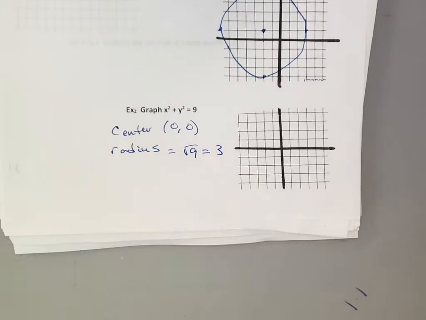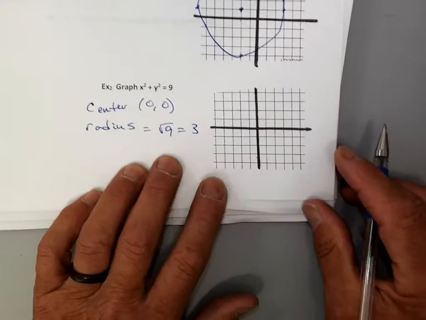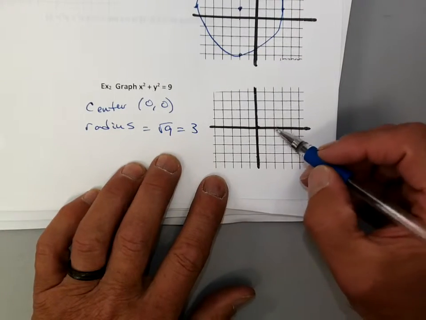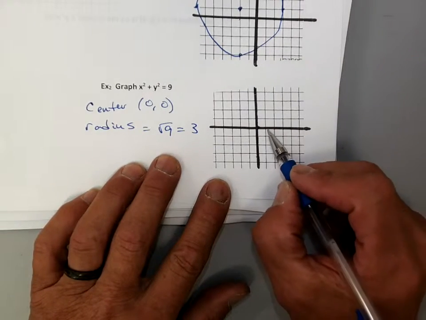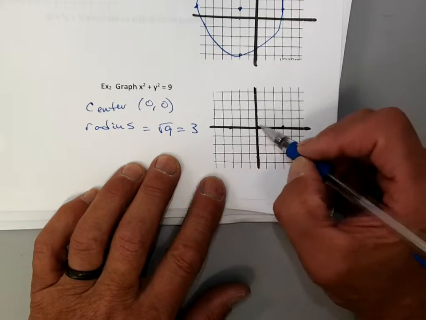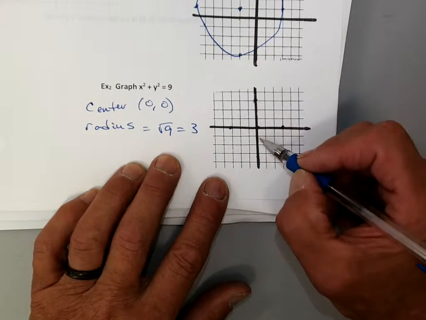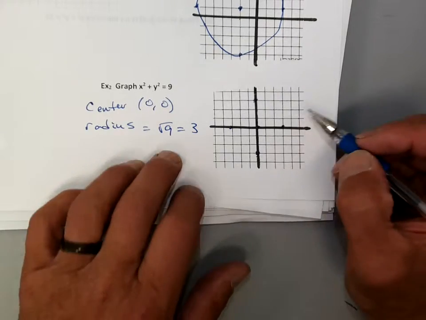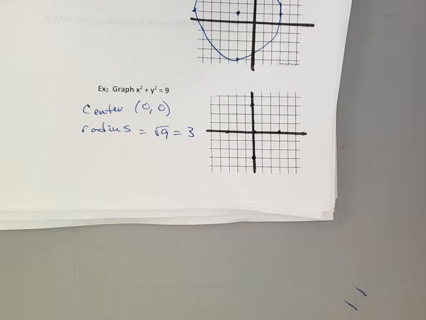Absolutely. Perfect. Okay, and if you guys want to make beautiful circles, go ahead. I'm going to try and do my best. So then I will take center at 0, 0. I'll go out 1, 2, 3. I'll go back 1, 2, 3, and I'll go up 1, 2, 3. Down 1, 2, 3. And I'm going to try and draw the best circle I can.